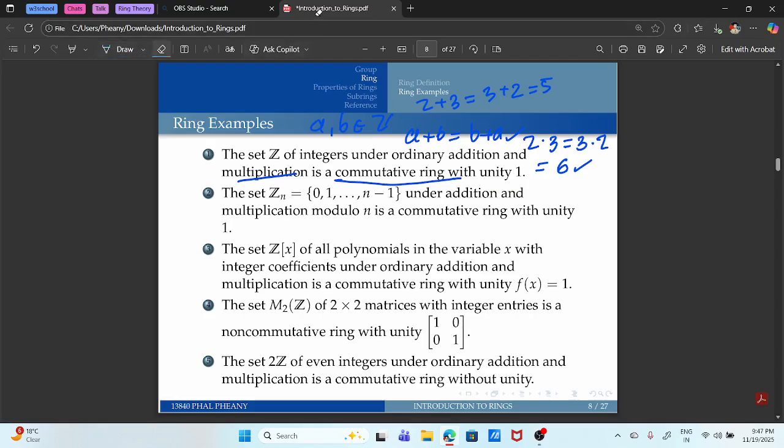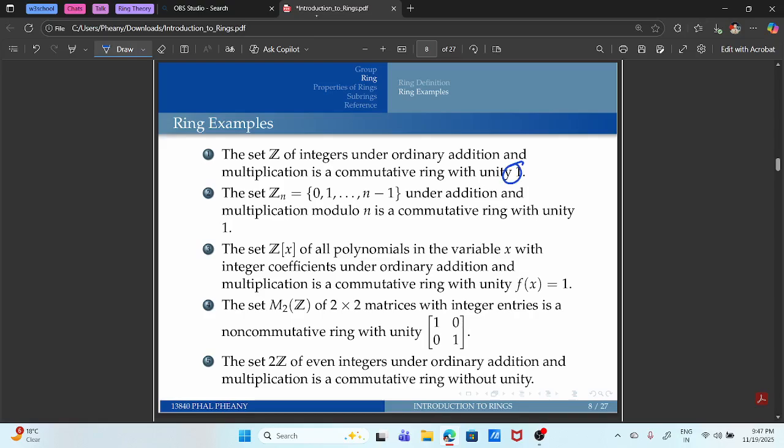And with unity, we already discussed what unity is. Unity means, in the case of multiplication, that 1 times any element a equals a times 1, remaining the same a, where a belongs to the integers Z. This holds under multiplication. So now we move to the next example. I hope you are clear about it.